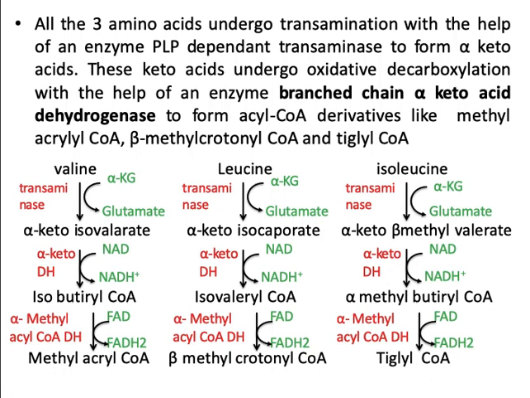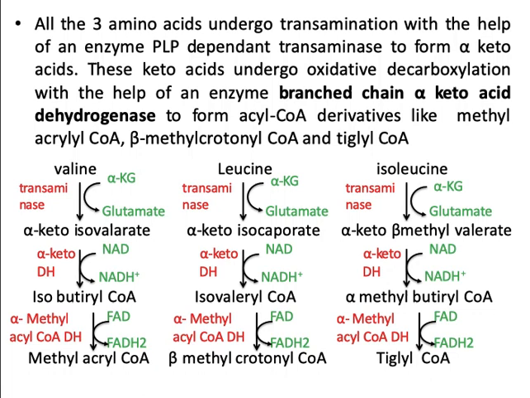These keto acids undergo oxidative decarboxylation with the help of an enzyme branched chain alpha keto acid dehydrogenase to form acyl CoA derivatives like methyl acrylyl CoA, beta methyl crotonyl CoA, and tigyl CoA. The deficiency of an enzyme branched chain alpha keto acid dehydrogenase causes MSUD, maple syrup urine disease.